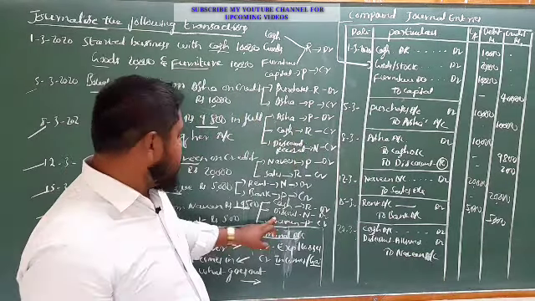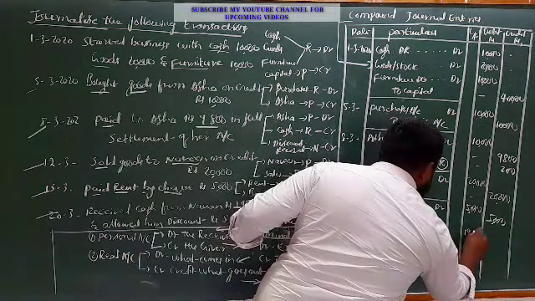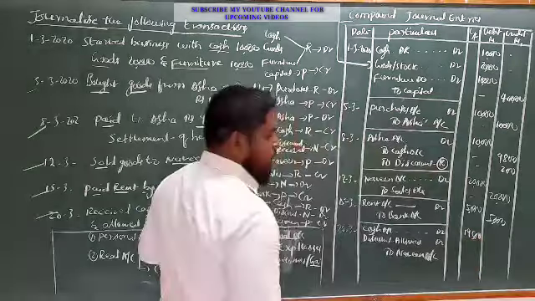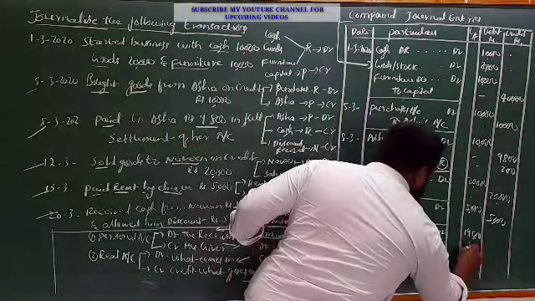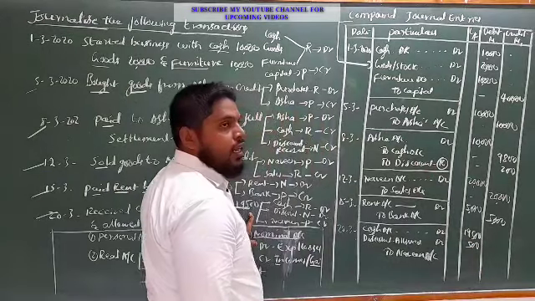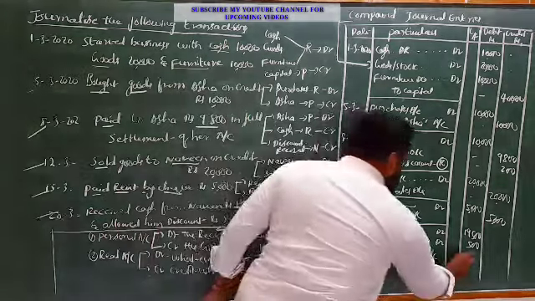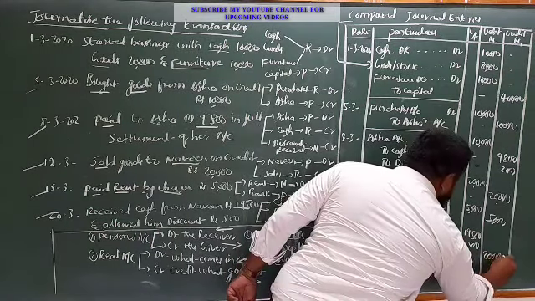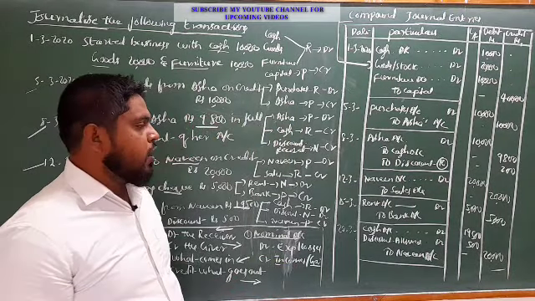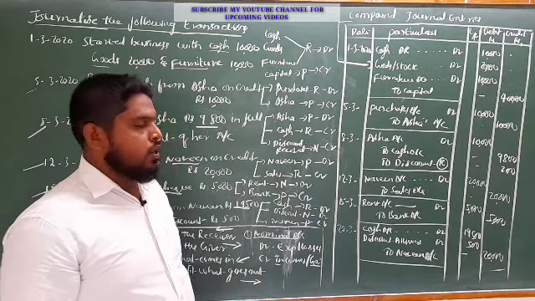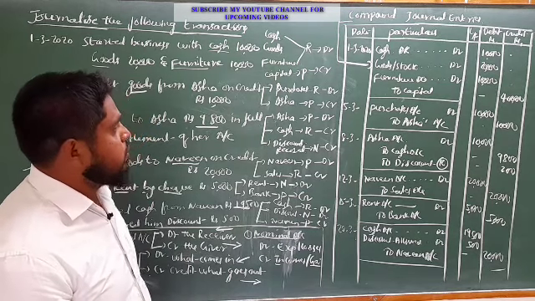So cash, how much cash have we received? 19,500. Next, discount allowed, how much discount have we given? 500, and the total amount on Naveen's account is 20,000. So this is the entry: cash account debit, discount allowed account debit, to Naveen account.